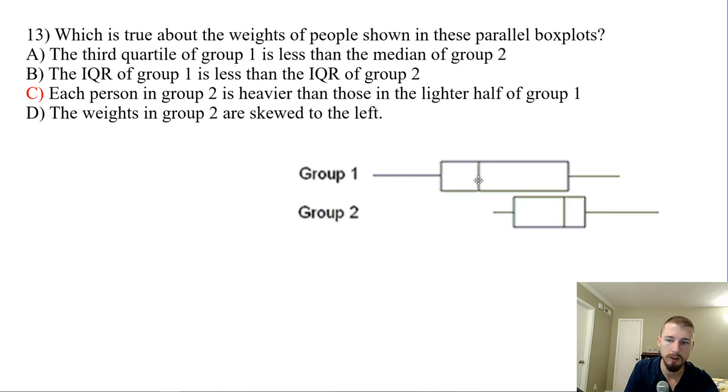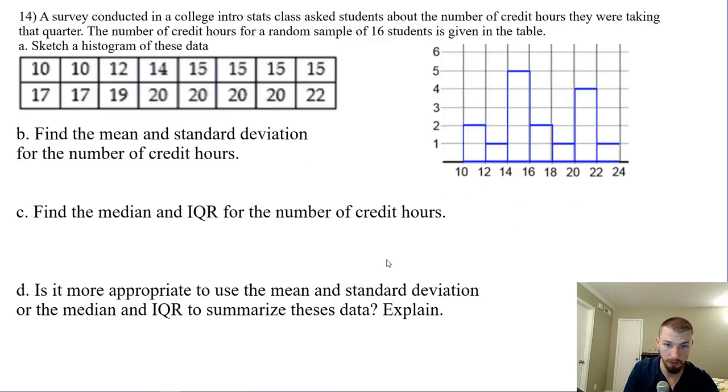But if we look at this one, it looks like it's more likely to be skewed to the right because of the difference between the median and the first and third quartile. That one would be skewed to the right, but neither of them are really skewed to the left.